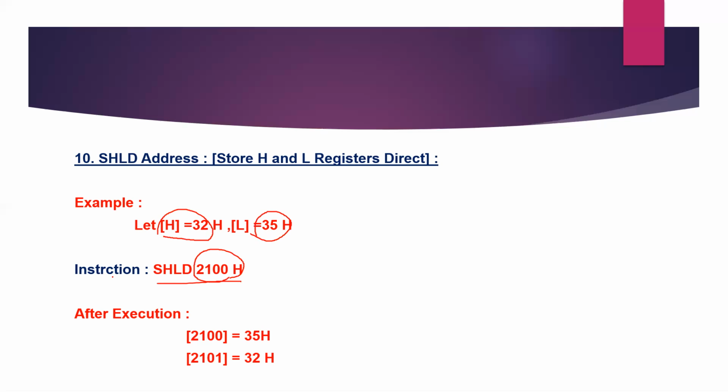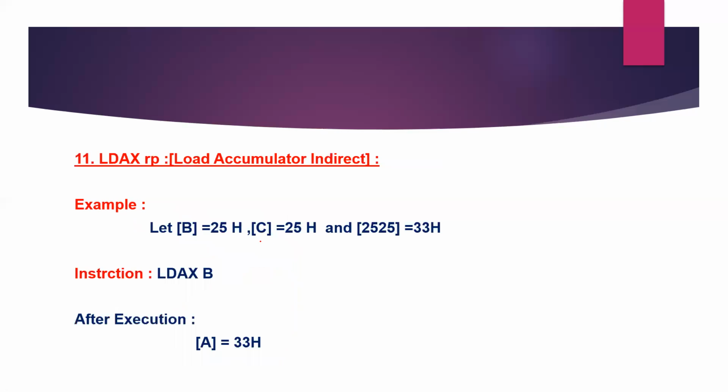After execution of this instruction, this address contains the data of the L register. And the next memory location, 2101, contains the data of the H register. This is SHLD address.